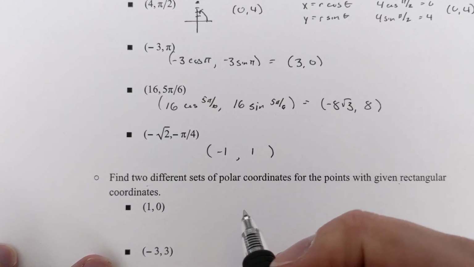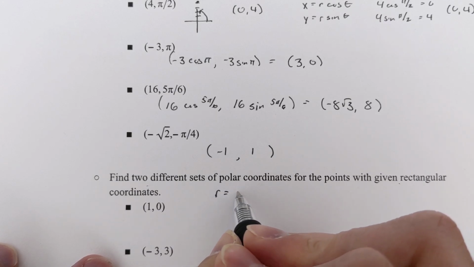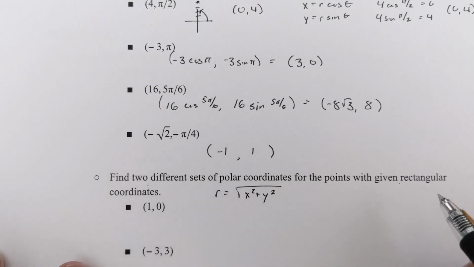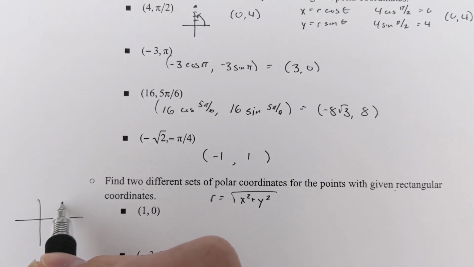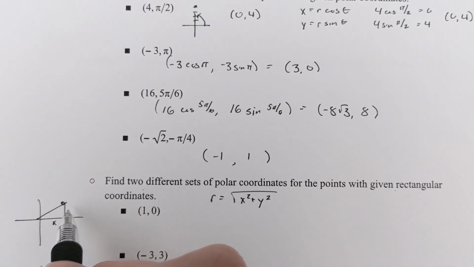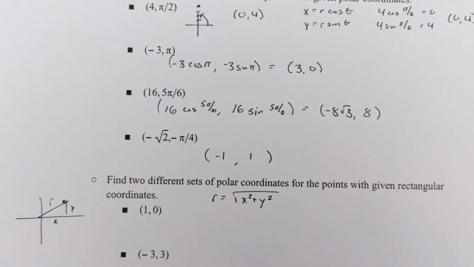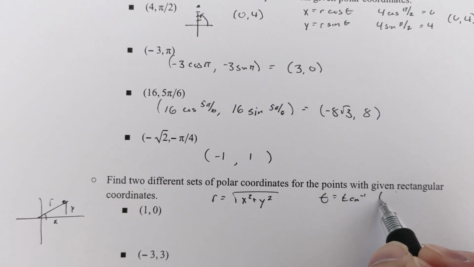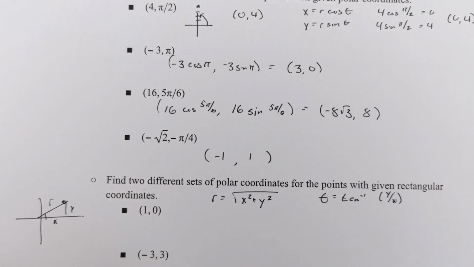Now the equations we need here: r is equal to the square root of x squared plus y squared. So you think about it, if we have some point here, this distance is x, that distance is y, r is the hypotenuse of the right triangle. Theta is the inverse tangent of y over x, opposite over adjacent.